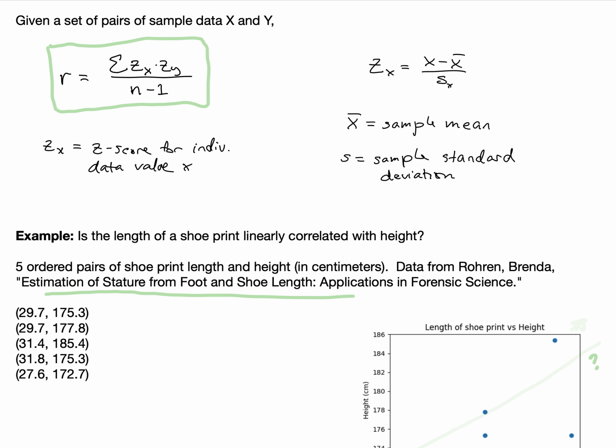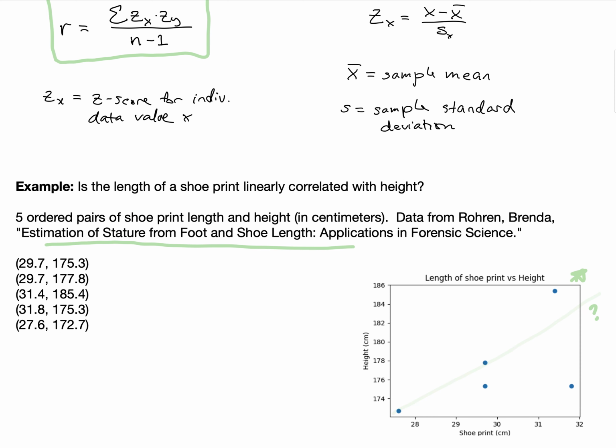So here is just a plot of those 5 values over here, and we could say to ourselves, okay, does it look like this is a linear correlation? Well, it kind of looks like as x is increasing, y is increasing. Is there a line? Maybe. It's not very clear, but we're going to test. We're going to find out what is this correlation coefficient r for linear correlation in this case.